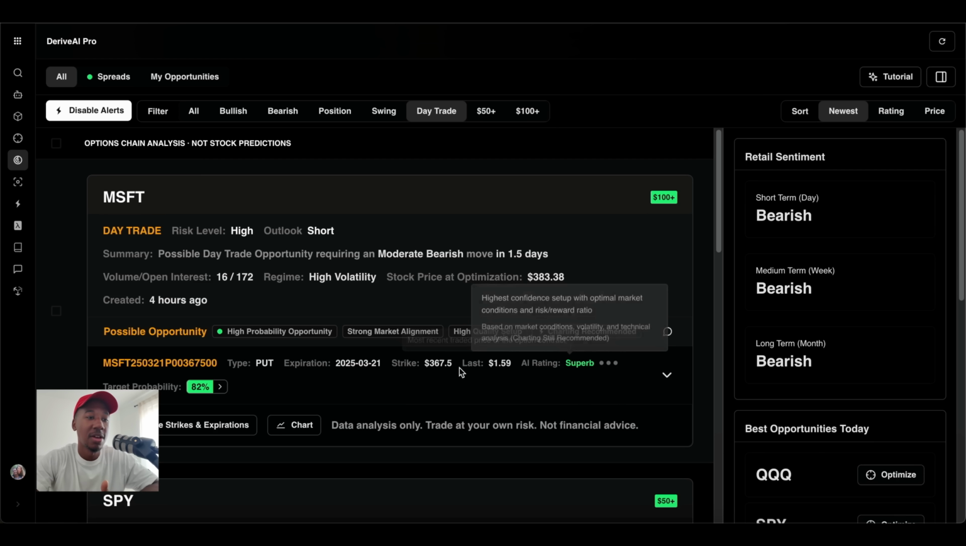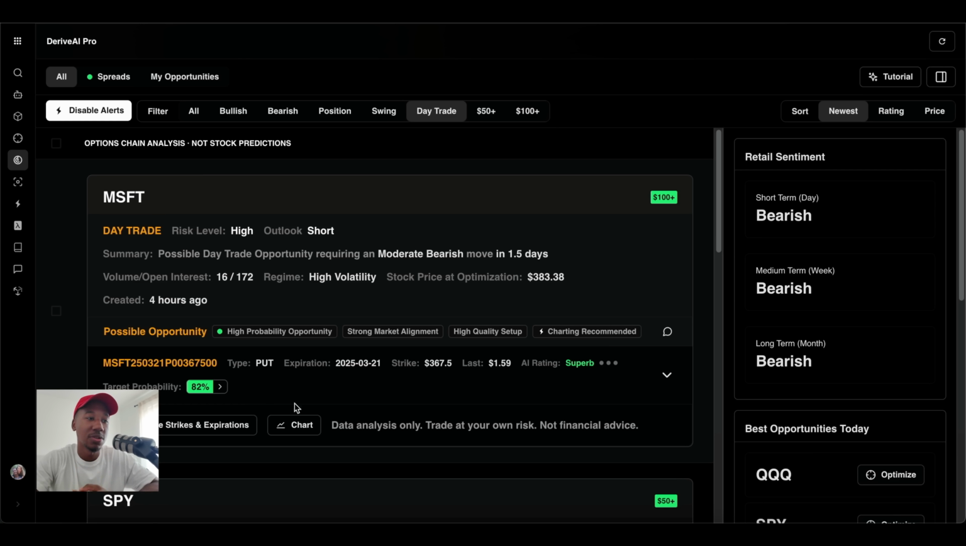And there's even a rating given. So right here we can see the rating is superb, and superb is actually, I believe, the highest rating they give on here. There's like good, excellent, superb. Those are going to be the good ones. And then there's some below that. I'm not too familiar with them because I usually just look over them.